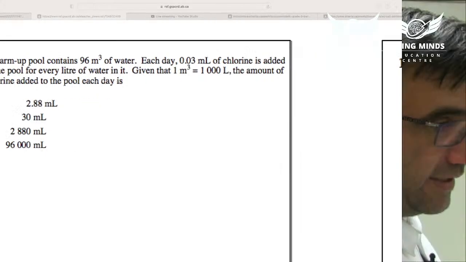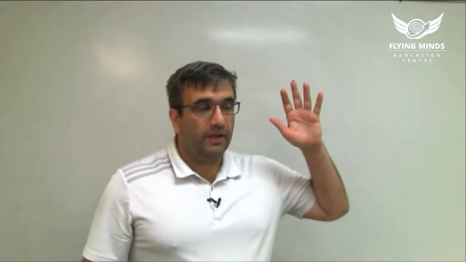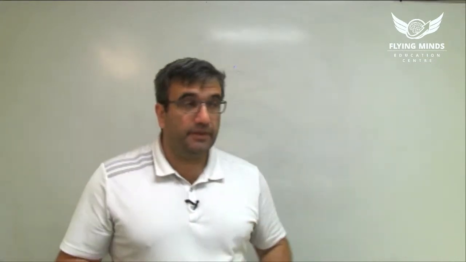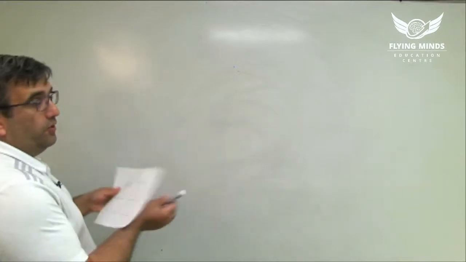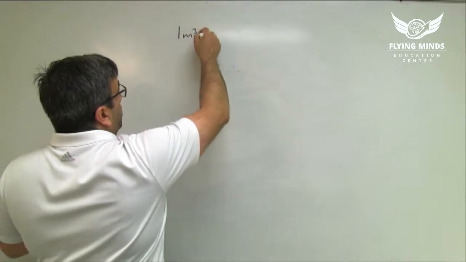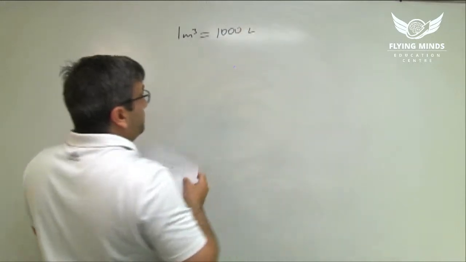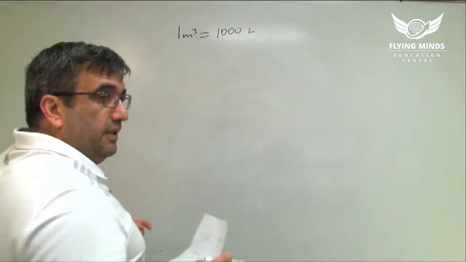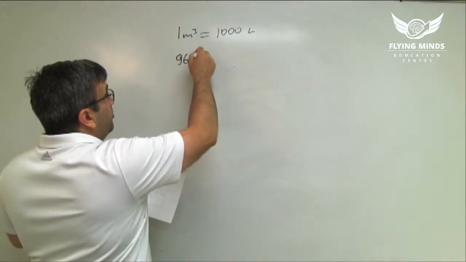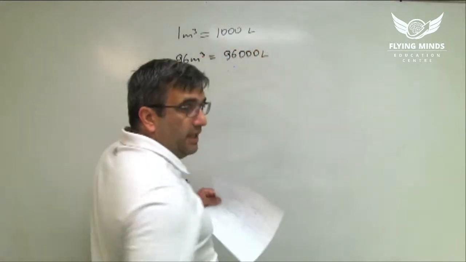So conversion, this is what we need to do. First, we need to convert cubic meters into liters, right? We're given the conversion rate, 1 cubic meter is equivalent to 1,000 liters. Okay, and then 96 cubic meters will be 96,000 liters.